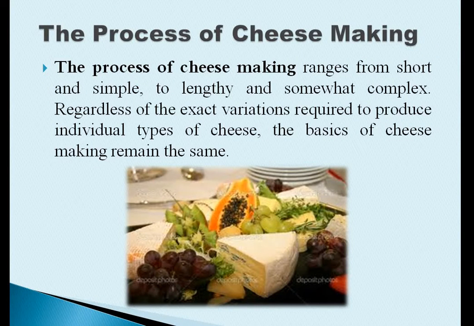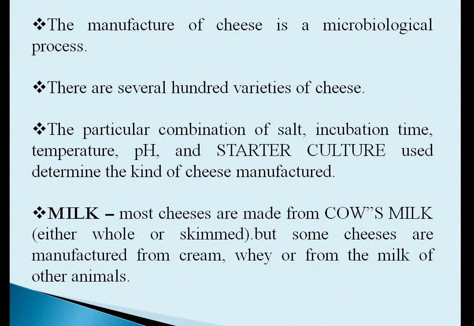So what is the process of cheese making? The process ranges from short and simple to lengthy and somewhat complex. Regardless of the exact variations required to produce the individual types of cheese, the basics of cheese making remain the same. The manufacture of cheese is a microbiological process. There are several hundred varieties of cheese. The particular combination of salt, incubation time, temperature, pH and starter culture used determines the kind of cheese manufactured.